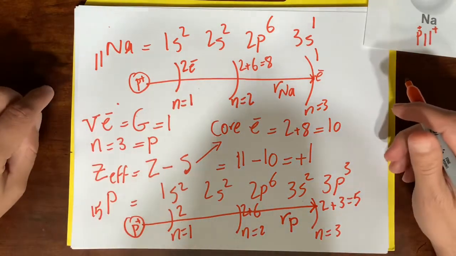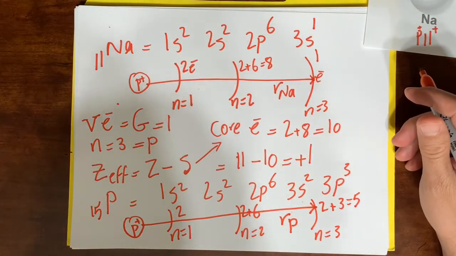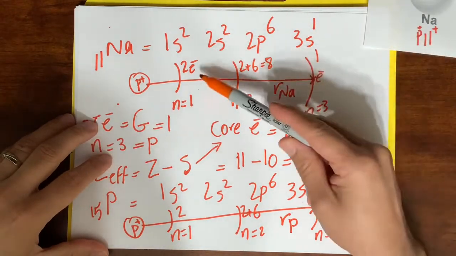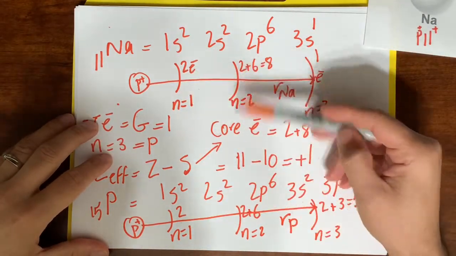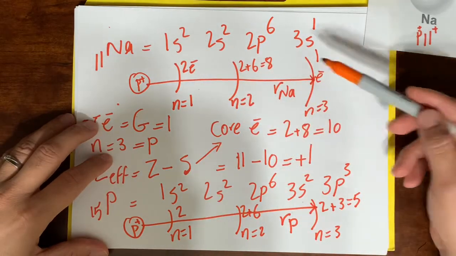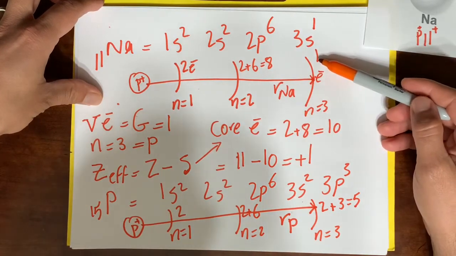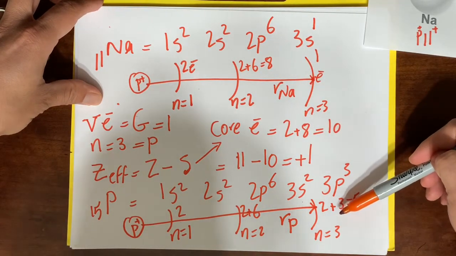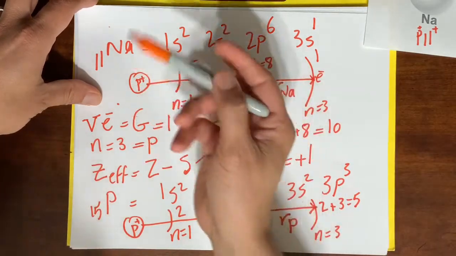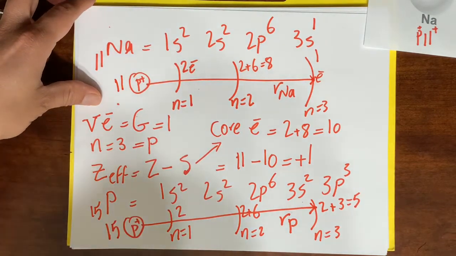Now, let's see which one is bigger, sodium or phosphorus. When I look at the number of core electrons, I see 2, 2, 8, 8. So that's not the issue here, it looks. And how about the last layer? We have 1 electron here, and 5 electrons here. Okay. And check the nucleus. You have 11 protons versus 15 protons.